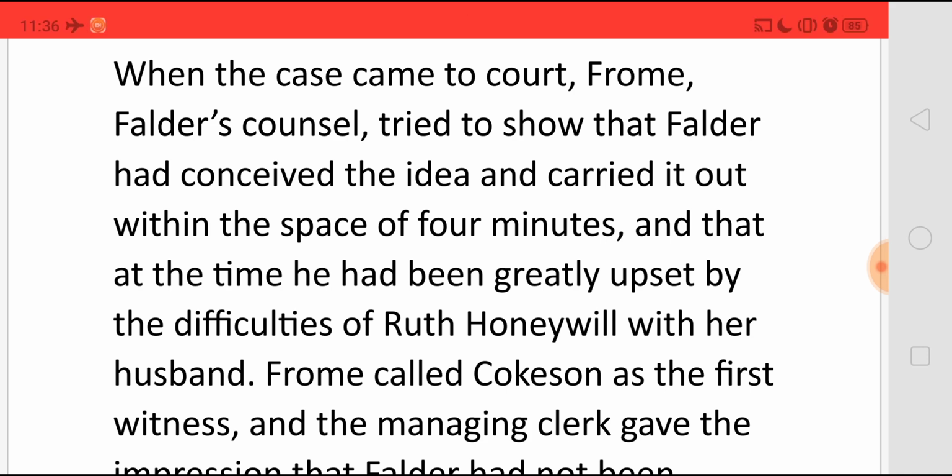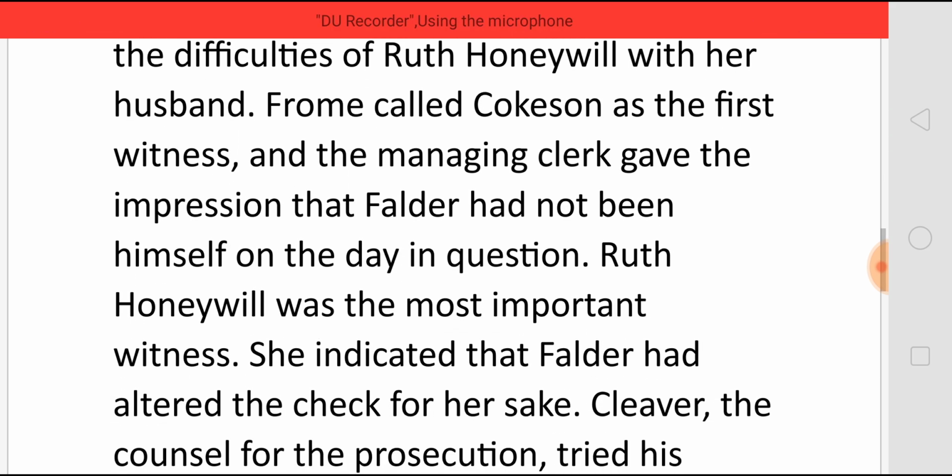And when the case comes to the court, Frome, Falder's counsel, tries to ask for mercy. He says that Falder was not in a mental state to think and do what is correct and what is wrong, and only Ruth Honeywell's position, her distress and her cruelty from her husband was in his mind, and it had really upset him. In order to save her only, he has done this, and he accepts. He says, my client accepts what he has done and he will repay the money. Please show mercy because he is too young.